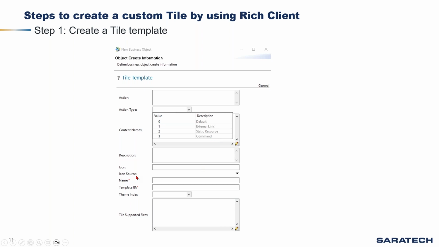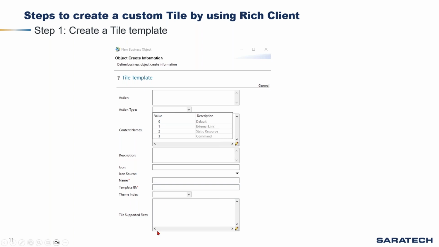For the icon and icon source right here, this is where we input the icon of the tile. Basically, we can use a custom icon, or we can use the out-of-the-box icon provided by Siemens. For the name, this is the name of the tile template. And for the template ID, this is the name of the tile template that we will be calling out in the tile.